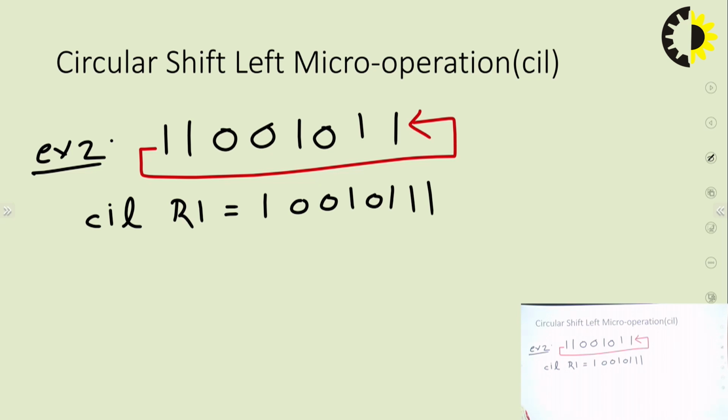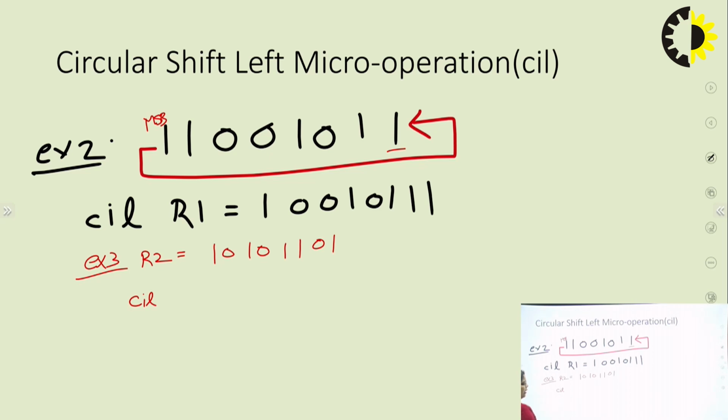For the second example of the circular shift left, with 8-bit operations, the MSB will go to the other end. Suppose I take another example: 10101101, and the value is R2, and you have to apply the circular shift left.